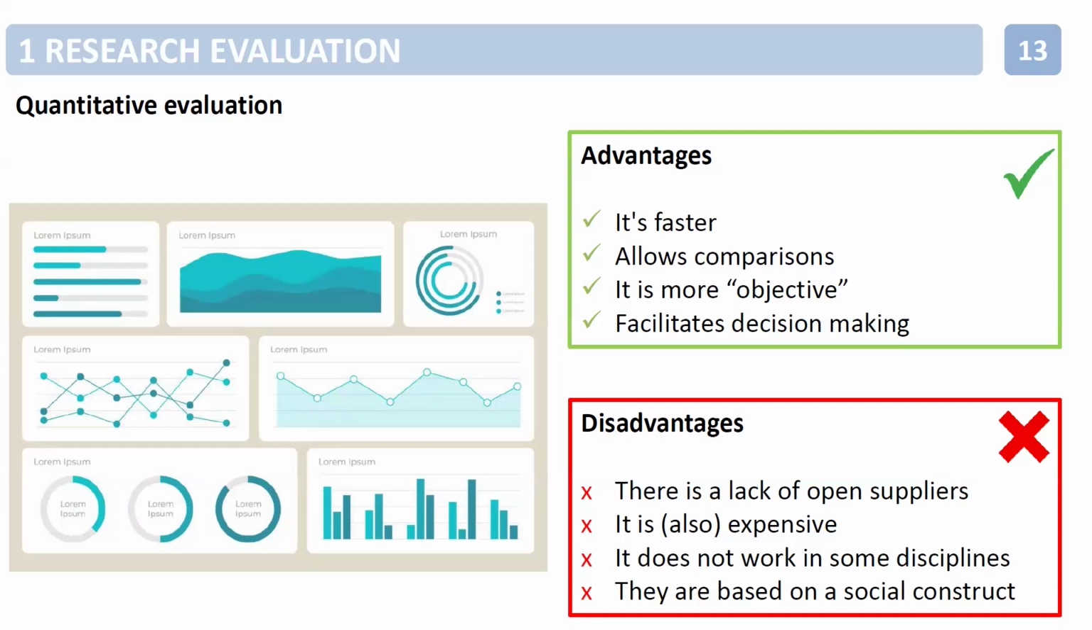It's also expensive, because sometimes we need to pay for metrics elaborated by databases under paid subscription. So it's not free to use a specific metric sometimes. And this approach doesn't work in specific disciplines not based on citations. For example, in some social sciences, humanities, fine arts, and others, some engineering, for example.